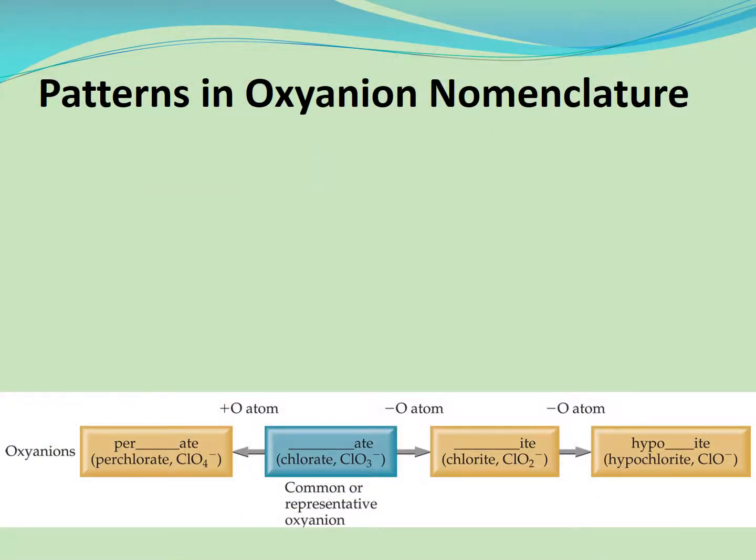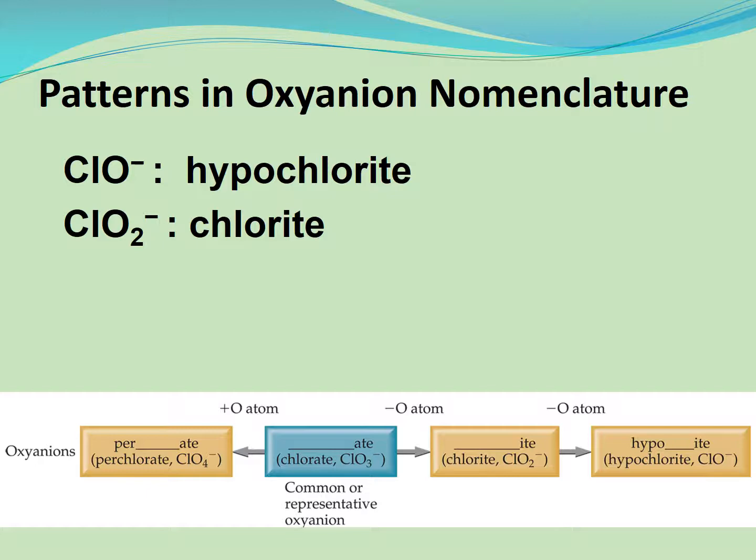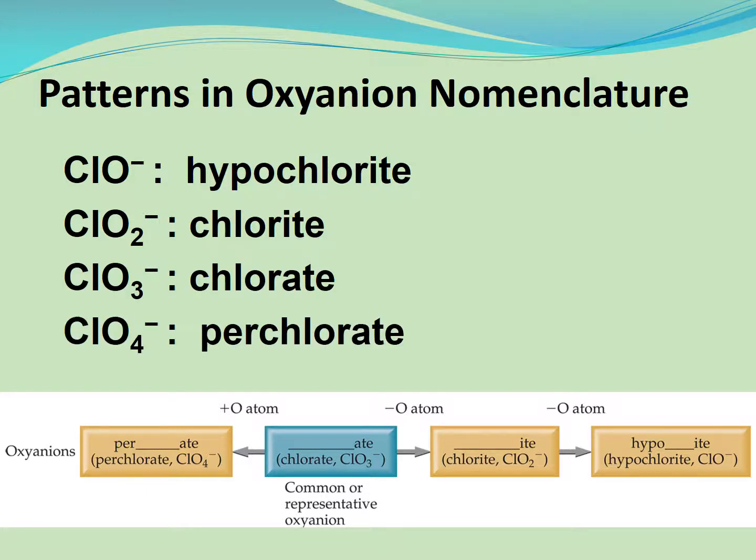Just as a refresher, if we have ClO minus, that's hypochlorite. ClO2 minus is chlorite. ClO3 minus is chlorate. And ClO4 minus is perchlorate. So again, with the oxoanions involving the halogens, we need to consider both a prefix and a suffix.